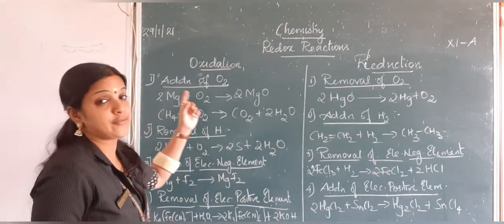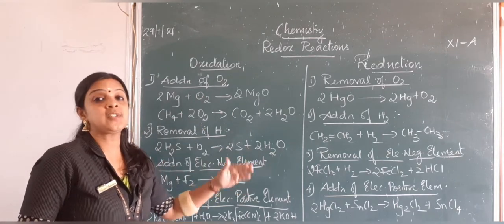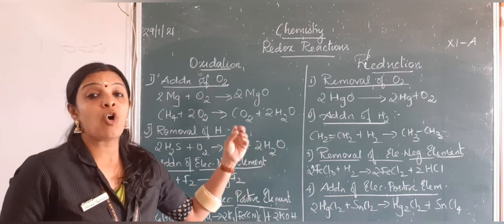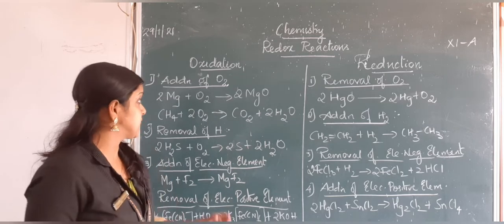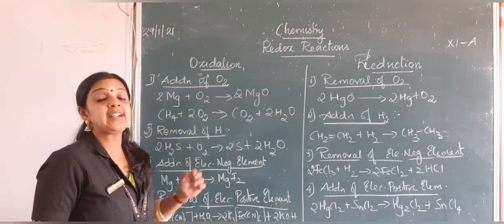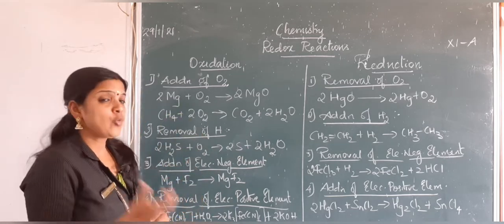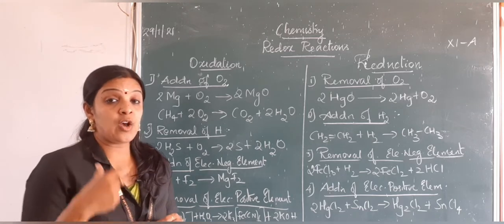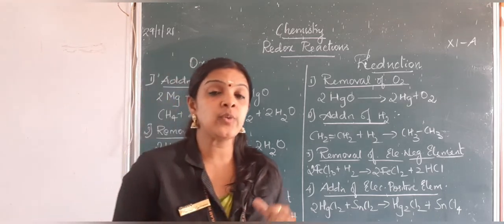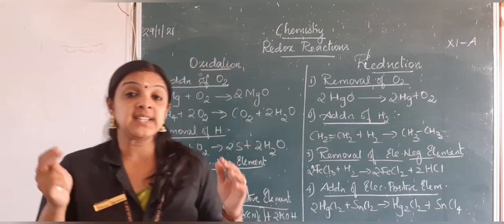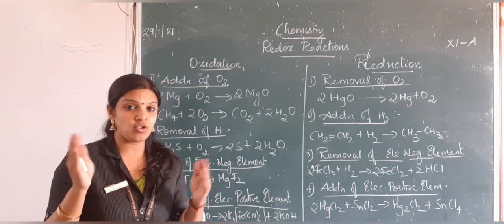So the first definitions, here are some of the 4 definitions which will help us to learn about oxidation and reduction reaction. The first one is addition of oxygen. What is addition of oxygen? The oxygen atom gets added to an element or a compound. That process we call oxidation.